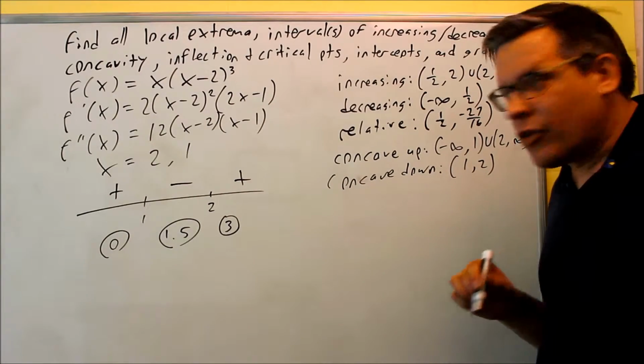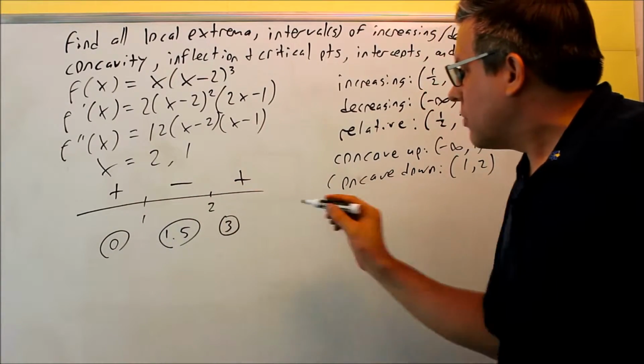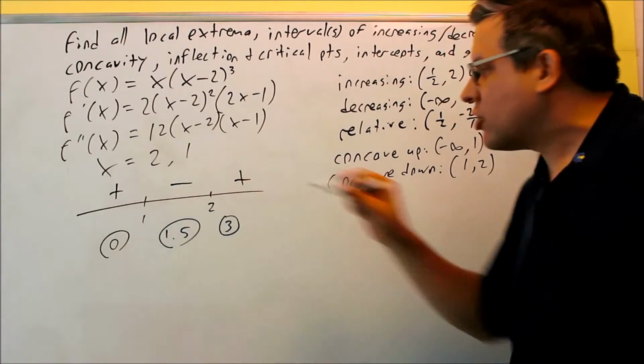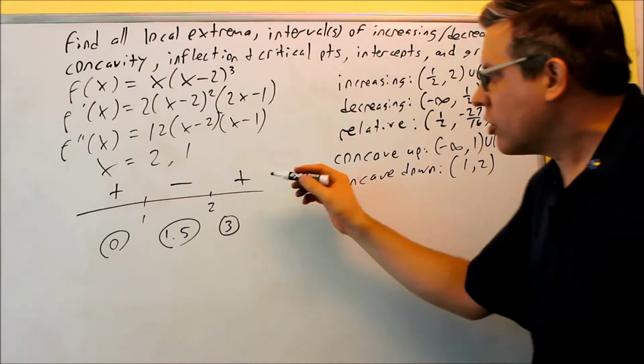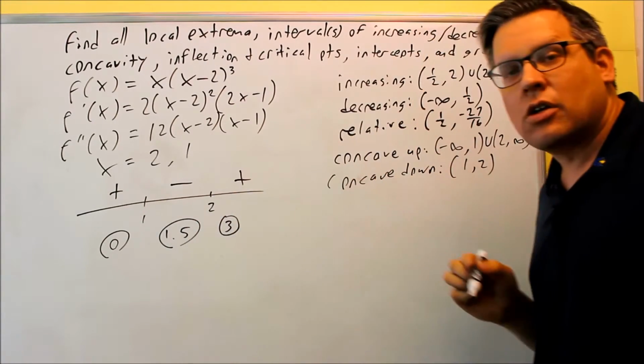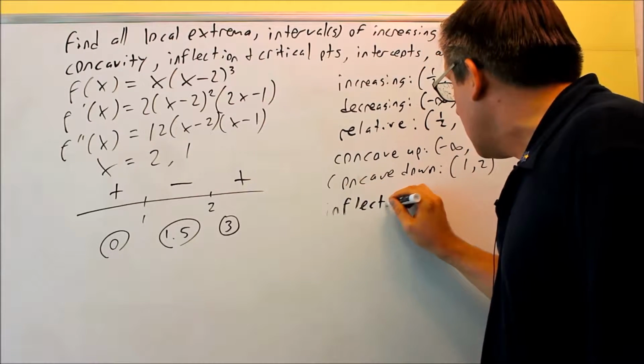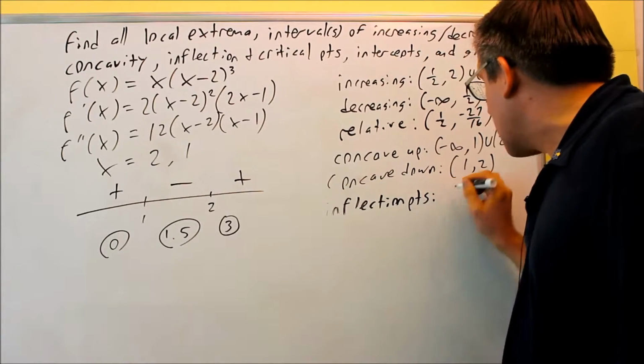Then you're going to look for any inflection points. The two inflection points you'll have there will be both at 1 and 2 because we have a change in concavity. And we don't know that for sure if it's an inflection point until we look at the sign chart. Okay, so inflection points we have in this case.